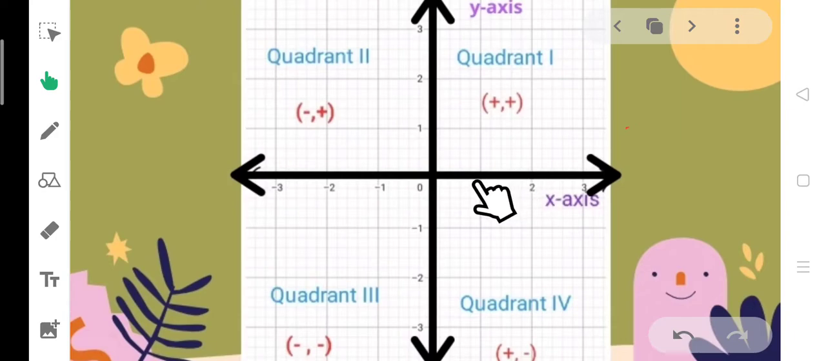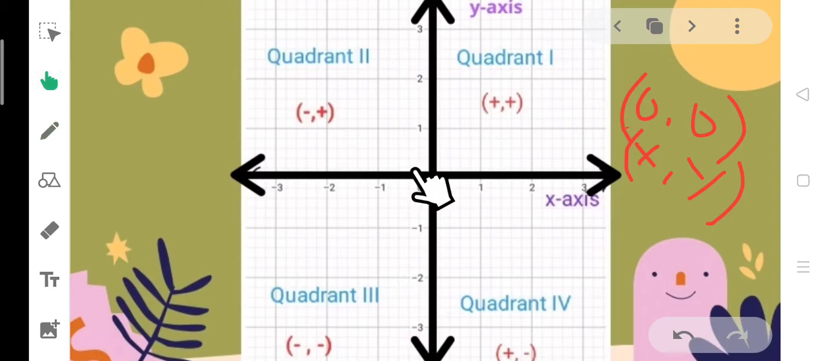It is made up of two perpendicular lines. The horizontal line is called the x-axis and the vertical line, the y-axis. The point of intersection between the x-axis and the y-axis is called the origin. And this point has the coordinates of 0, 0. 0 for x and 0 for y.